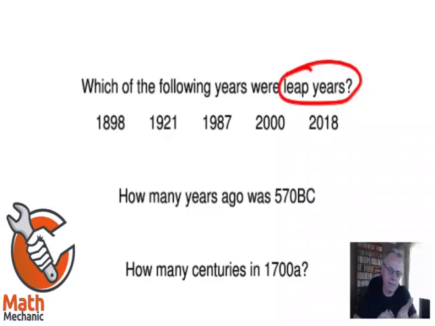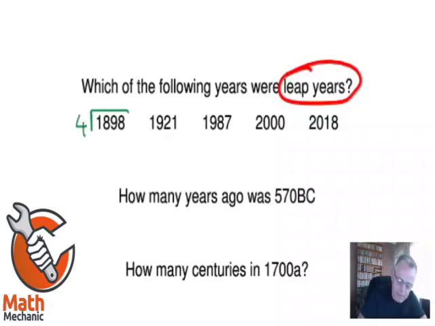But if it is divisible by 4, but it can also be divided by 100, then it is not a leap year. Unless there's a third condition, that the year can also be divided by 400. So remember, we need to check the first 2, and if the second one holds, then we need to go to the third one. So looking at the first year there, 1898, we can do a quick short division calculation to determine whether it is divisible by 4.